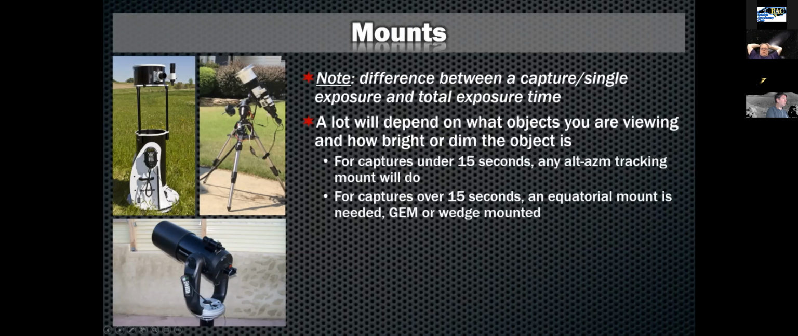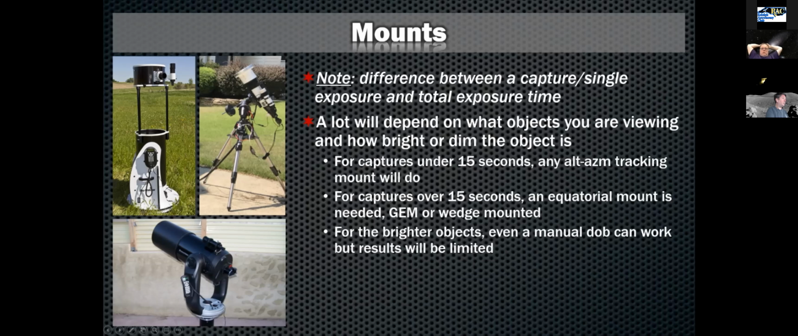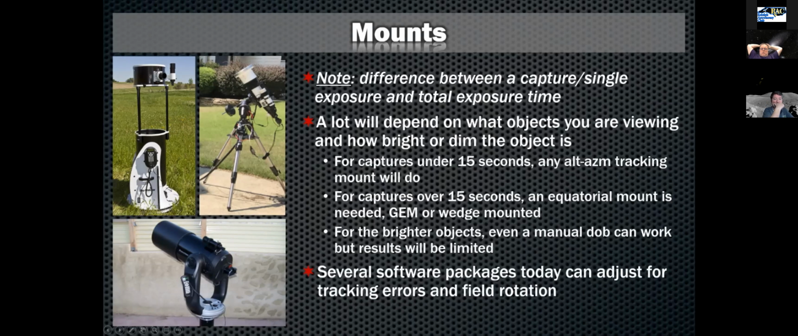I think I mentioned some of these. Over 15 seconds, you definitely have to use that wedge-mounted scope. But for big bright objects, some of the planets, absolutely, just manually tracking, and you can get some really nice views. The one thing that's absolutely amazing, and I can't sell it enough, is that the software today can really account for a lot of that field rotation that I mentioned. That is an issue with alt-az scopes, as well as any kind of tracking errors. The software will automatically compensate for that.